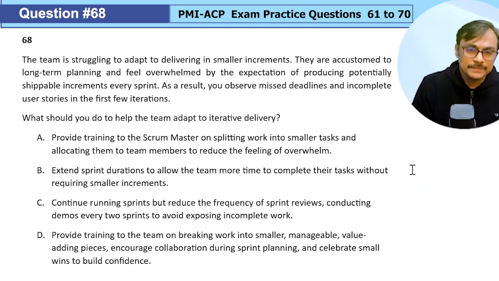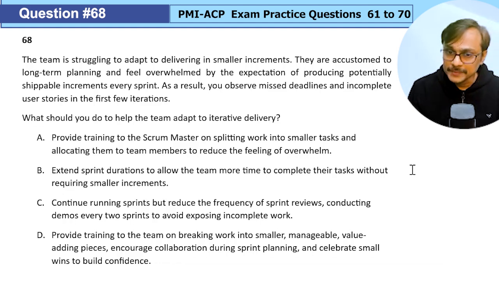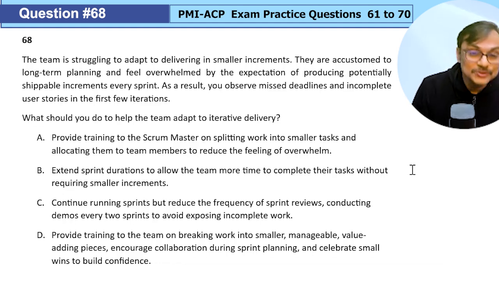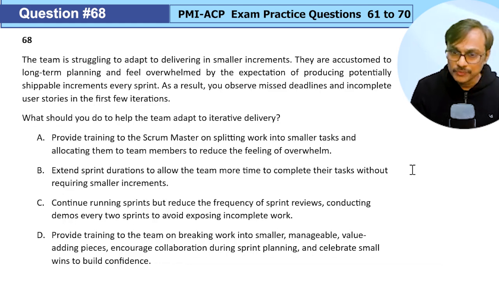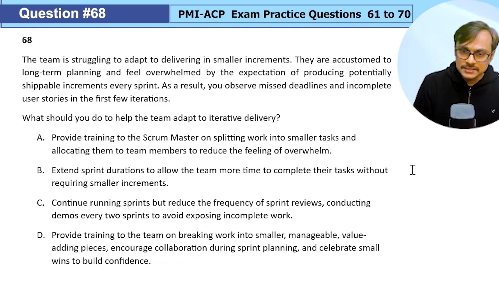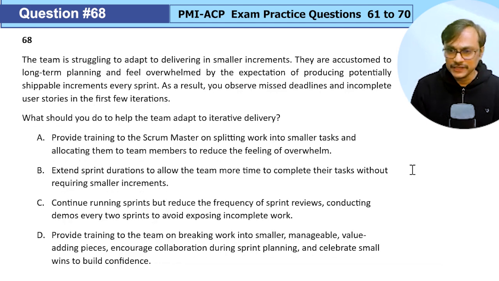Question number 68. The team is struggling to adapt to deliver in smaller increments. They are accustomed to long-term planning and feel overwhelmed by the expectation of producing a potentially shippable increment every sprint. As a result, you observe missed deadlines and incomplete user stories in the first few iterations. What should you do to help the team adapt to iterative development or iterative delivery?